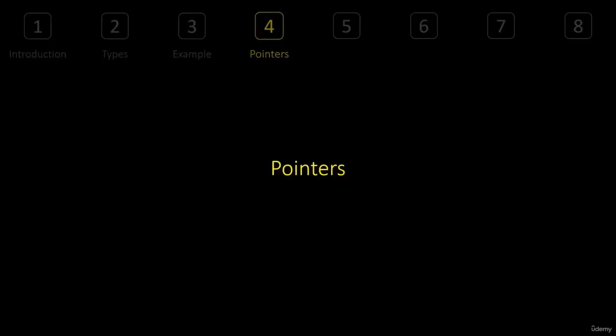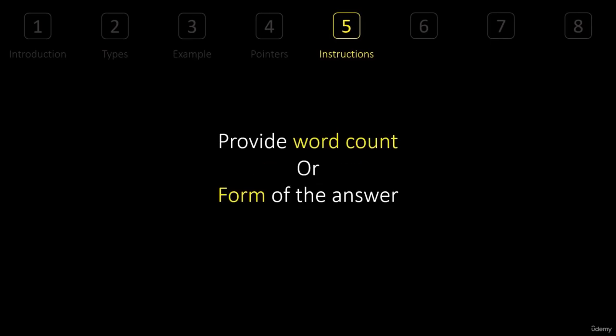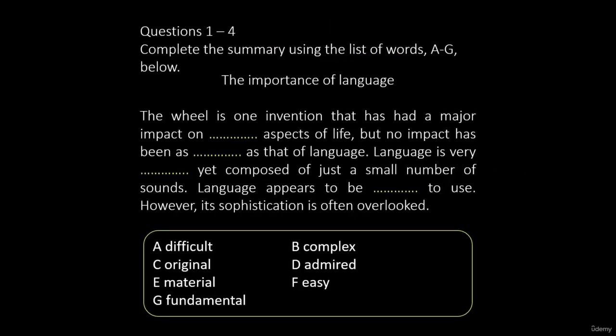Good. Now let's look at the pointers, the tips or tricks which will help you find the answers easily. The first one is that instructions are important. In our case, we have options, hence you should see what kind of answers you should provide. Should it be option A, B, C, or should it be a word count? Now look here: we have mentioned complete the summary using the list of words A to G.